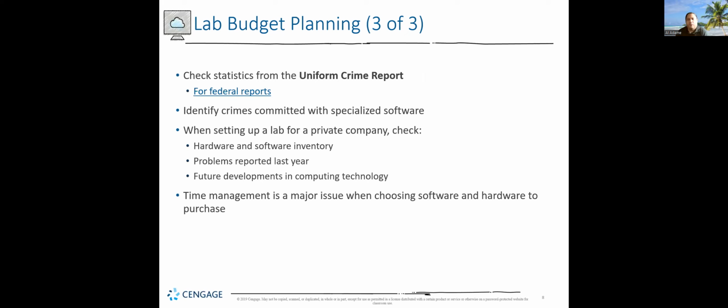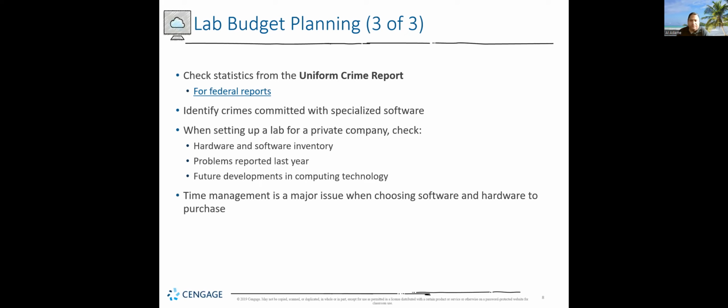Identify crimes committed with specialized software. Yeah, you can be using specialized software to identify what they did. When setting up a lab for a private company, check hardware and software inventory. Problems reported last year. Yeah, problems are common. That happens a lot. Future developments in computer technology.